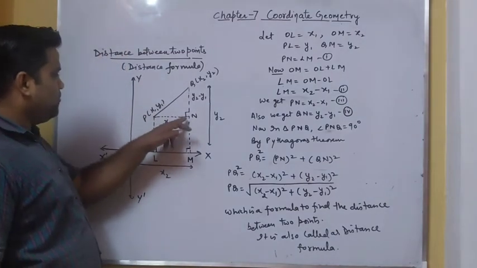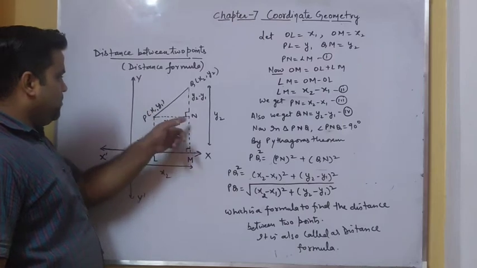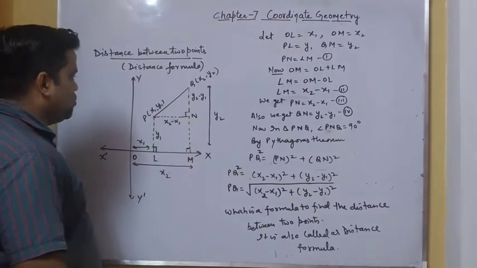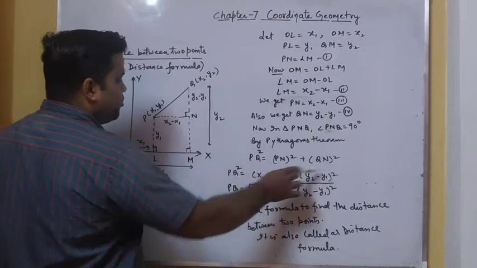Now let us look at the triangle PNQ. Here angle PNQ is 90 degrees. On applying the Pythagoras theorem in this triangle, we get PQ squared equal to PN squared plus QN squared, on putting all the values.